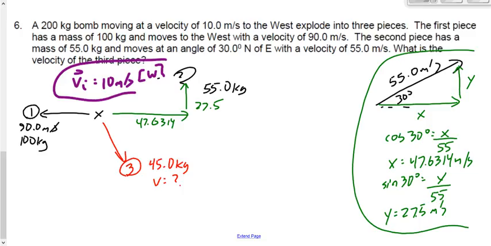Right? The 47 to the east and the 27 to the north is exactly the same thing as saying 55 at 30 degrees. It's just an easier way of dealing with it. That's all. We get that third vector, which is at a funny angle as well, but that's okay because we're trying to find that one.